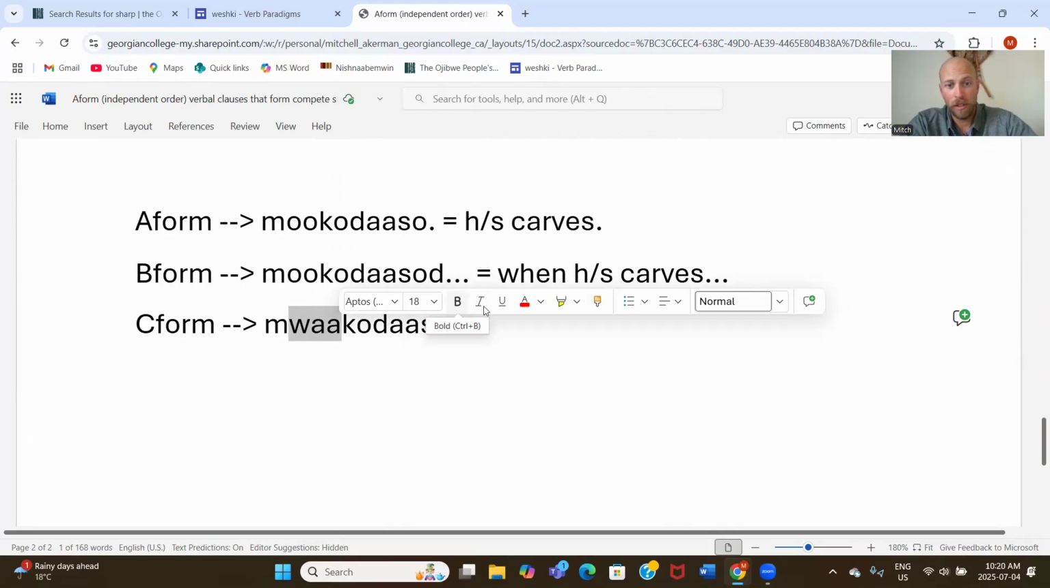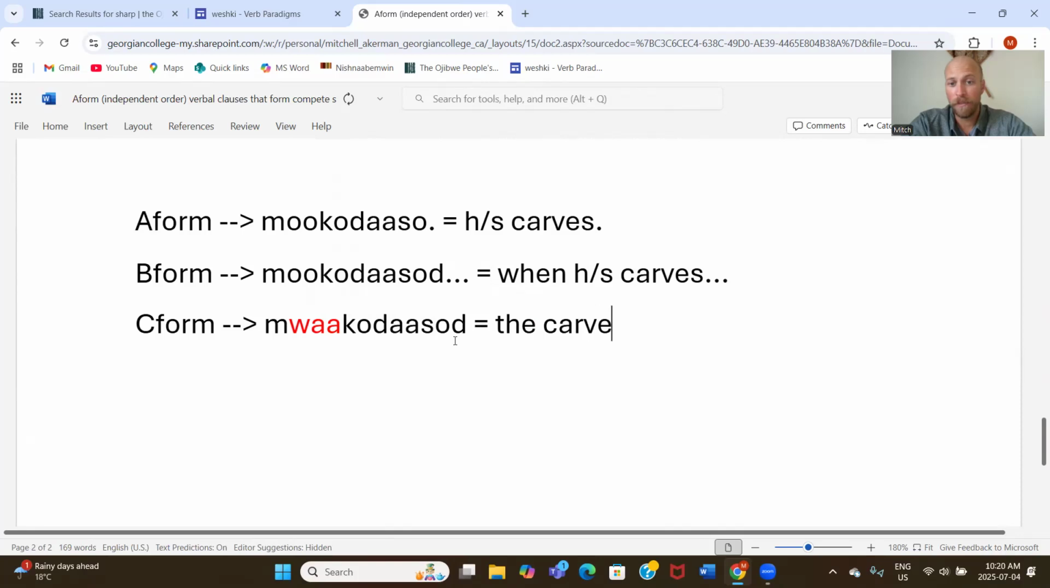Okay, two O's turns into wa. And then we still need to put our conjunct ending at the end, which again we'll keep for third person. And there it is. Okay. Moi kadasad. Moi kadasad. And this becomes the carver. Okay, the one who carves wood. The wood carver. Okay, which is very cool.